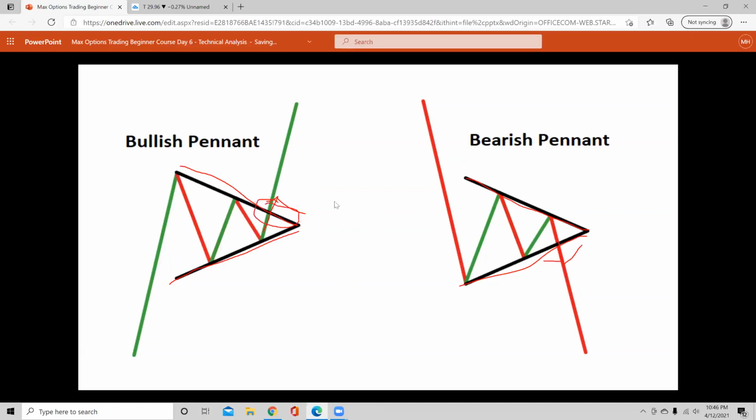You play the breakout of the pennant. And the thing that we're looking for is that large volume. So you would enter on the breakout. Stop loss would be coming back into the pennant, or a rejection. You play the breakout. Stop loss would be the rejection.